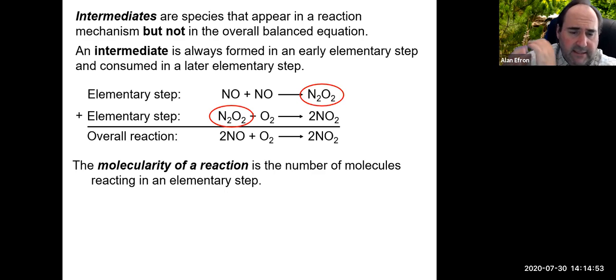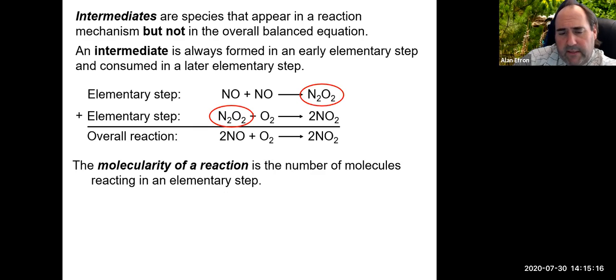If you have something in the mechanism, and this could happen, where maybe you're able to reduce it down, it's made, and then it gets reduced down a little bit as you're adding the equations together, but it's still there at the end, then it's technically not an intermediate. So an intermediate cannot be present in the overall reaction. It has to be used up.